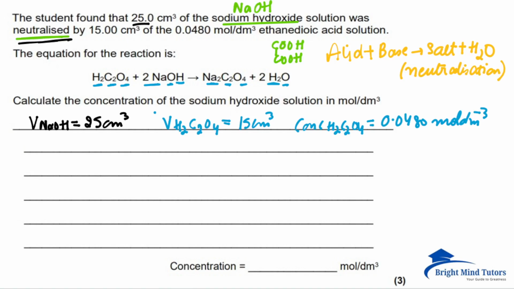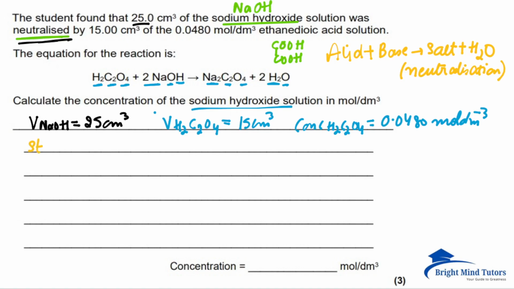If in some scenarios just the reaction name has been given and the components are given, firstly try to balance it. Okay, now it is balanced. So we have to find the concentration of the sodium hydroxide in the solution, in moles per decimeter cube. This particular question we can solve in 3 steps basically.